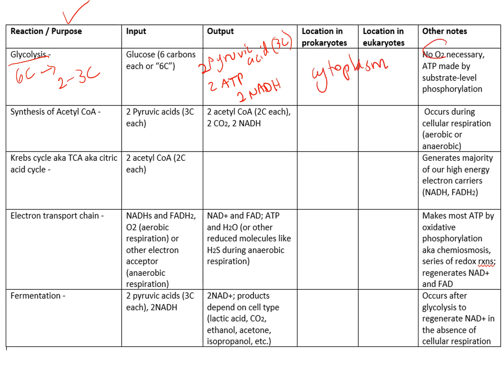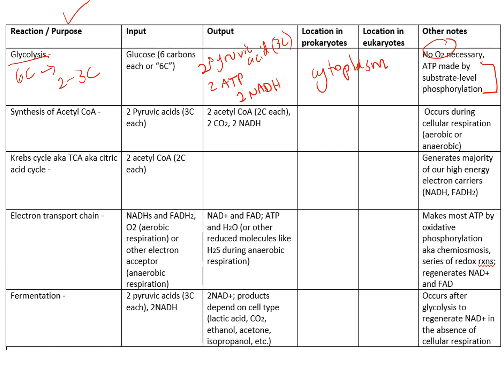So I don't need oxygen here, and remember the method of making ATP for glycolysis was substrate level phosphorylation, where we're literally stealing a phosphate group from another molecule and sticking it onto ADP to make ATP.